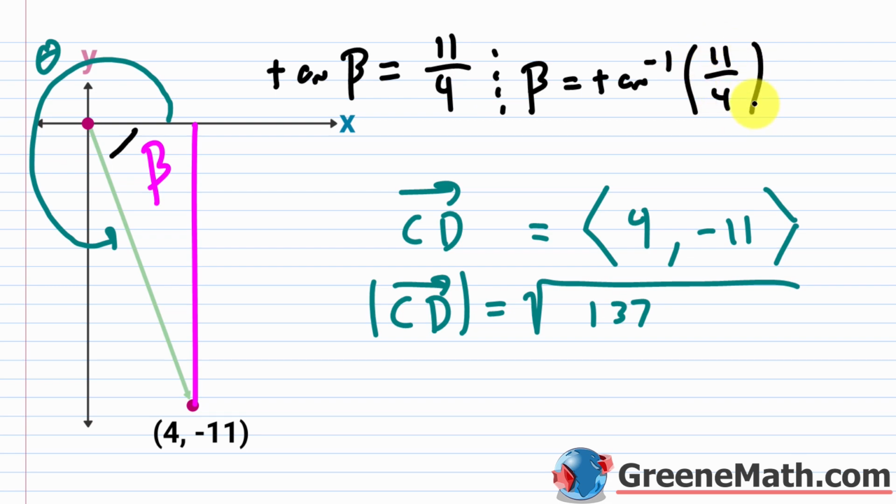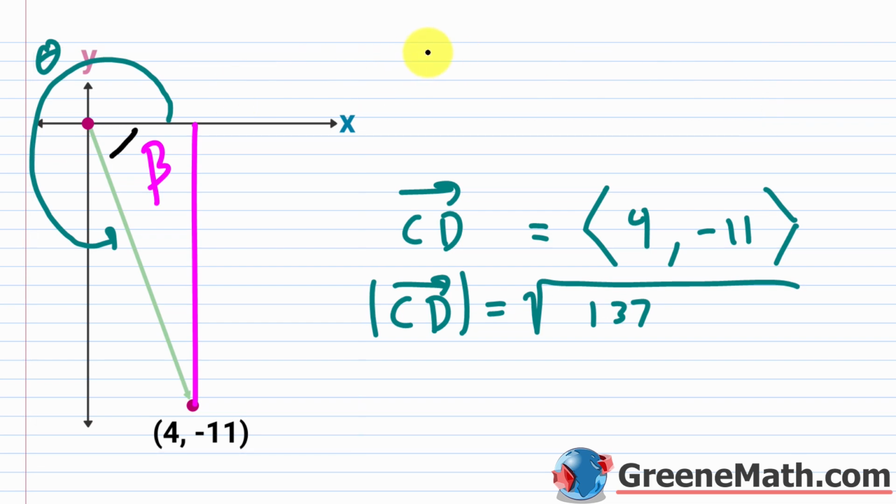So let's key that into the calculator. And I get about 70.02 degrees. So I'm going to say that beta is about 70.02 degrees. Okay, so basically we know that all the way around would be 360 degrees, and I just need to subtract away 70.02 degrees. Let me make that a little bit cleaner there.